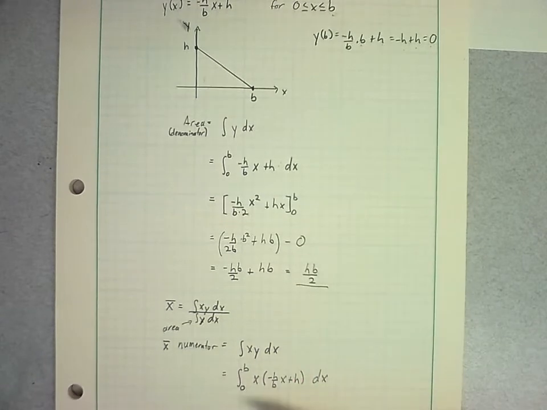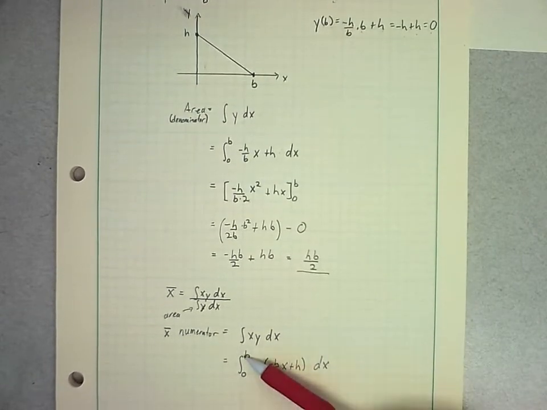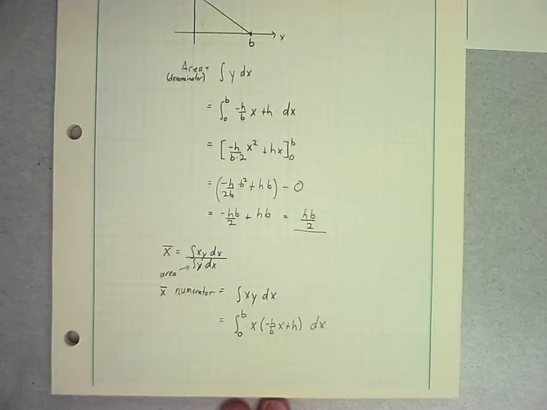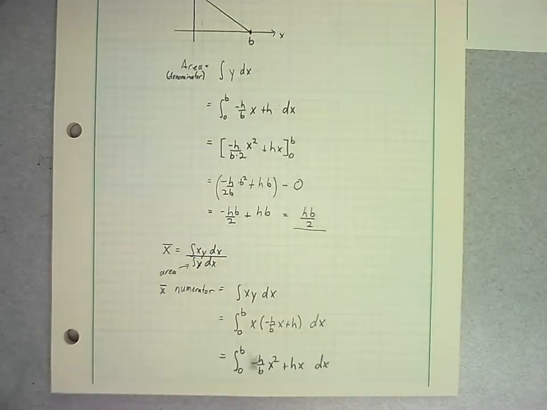For our particular example, we're going from 0 to b, x. Our y function is negative h over b times x plus h, and we're going to integrate that with respect to x. So first we want to simplify that a little bit. So we distribute the x, and we end up with this. The integration from 0 to b of negative h over b x squared plus h times x dx.